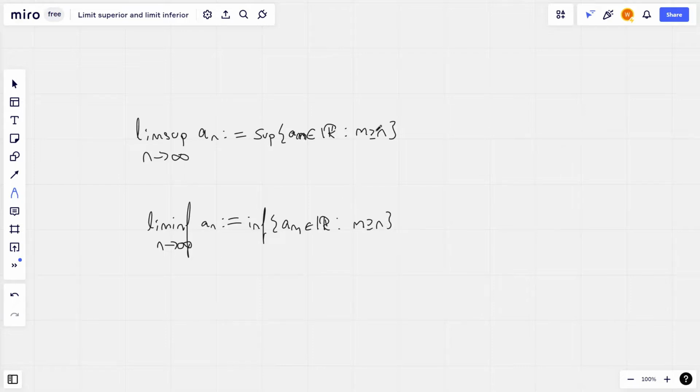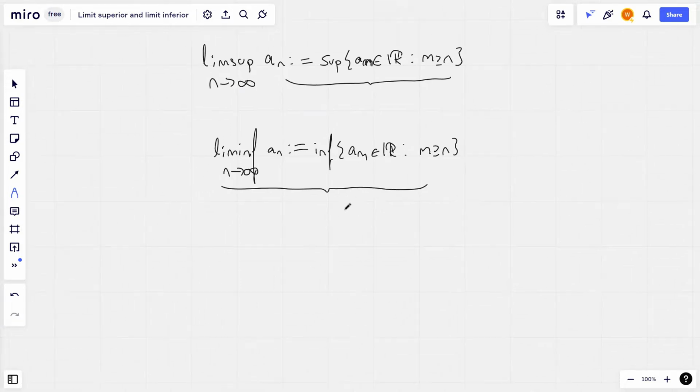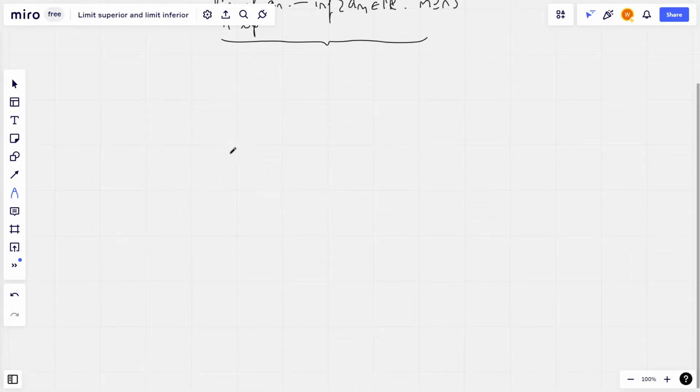Okay, so intuitively what this means is when we go to a really big term, then we're looking for the maximum value it can achieve, and then for the limit inferior, when we go to a really big term, we're looking for the smallest value it can achieve.